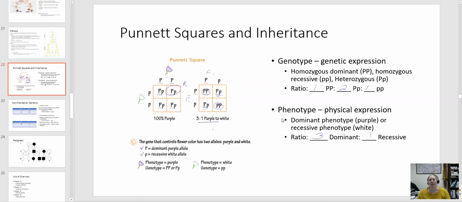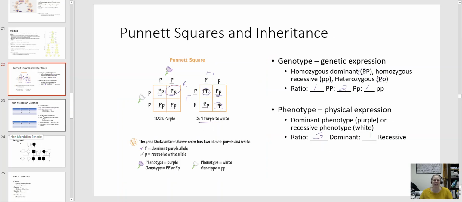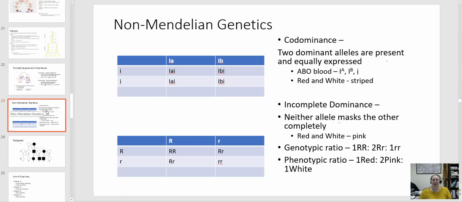Remember, though, that if I have a dominant phenotype, I could be either homozygous dominant or heterozygous, because it's that first allele that is expressed, and it's that first allele that determines the phenotypic expression. In order to have a recessive phenotype, I have to inherit 2 recessive alleles. Unless, of course, we're talking about non-Mendelian genetics. If you remember, there are variations on Mendel's genetics. This simple dominant recessive inheritance is going to be Mendelian genetics. Non-Mendelian genetics includes things like pleiotropy or polygenic inheritance, but I wanted to talk specifically about codominance and incomplete dominance.